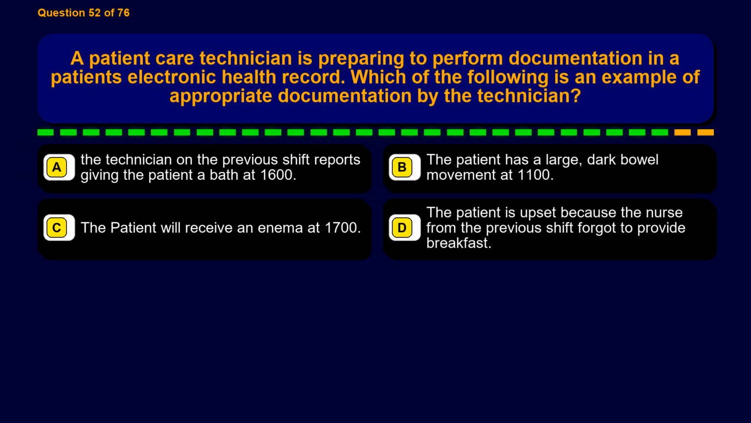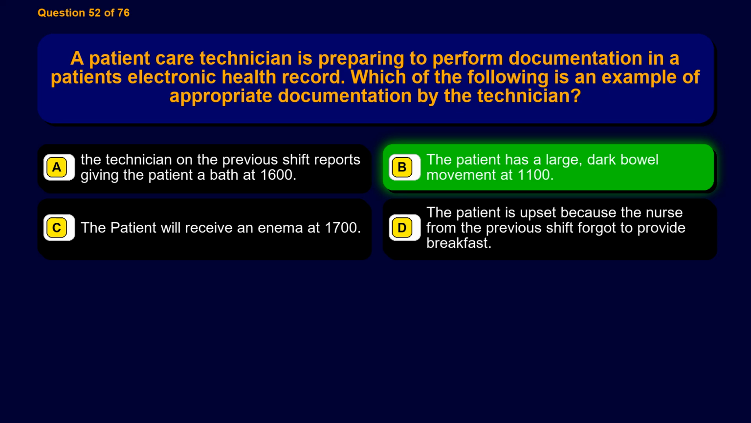Question 52. A patient care technician is preparing to perform documentation in a patient's electronic health record. Which of the following is an example of appropriate documentation by the technician? Option A, the technician on the previous shift reports giving the patient a bath at 1600. Option B, the patient has a large, dark bowel movement at 1100. Option C, the patient will receive an enema at 1700. Option D, the patient is upset because the nurse from the previous shift forgot to provide breakfast.